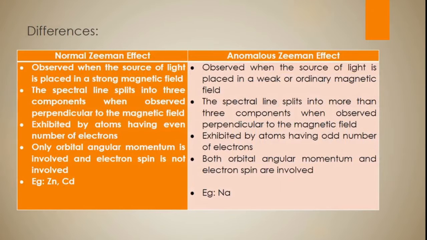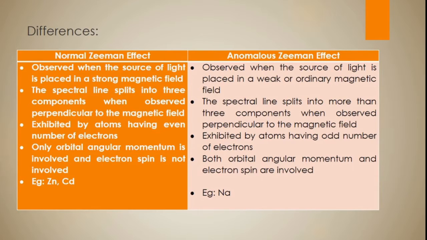I have mentioned a few differences between normal and anomalous Zeeman effect here. As I told earlier, normal Zeeman effect is observed when the source of light is placed in a strong magnetic field, whereas anomalous Zeeman effect is observed when the source of light is placed in a weak or ordinary magnetic field. In normal Zeeman effect, the spectral line splits into three components when observed perpendicular to the magnetic field direction, whereas in anomalous Zeeman effect, the spectral line splits into more than three components when observed perpendicular to the magnetic field.